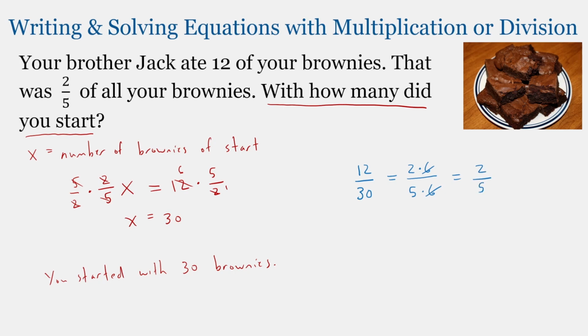That means if Jack ate 12 out of 30 brownies, he ate 2/5 of your brownies. And that is the ratio that is given in the problem.